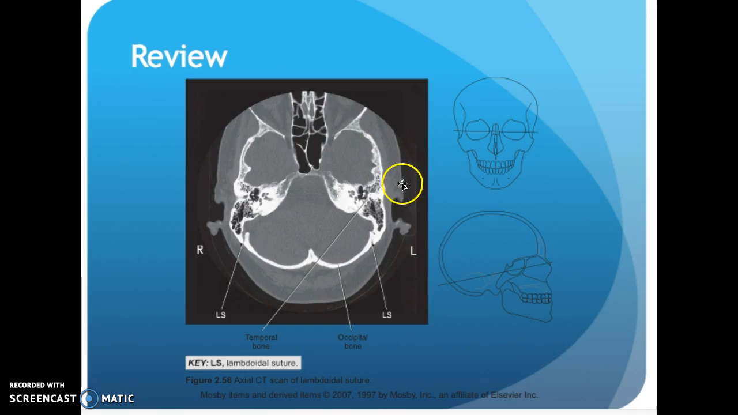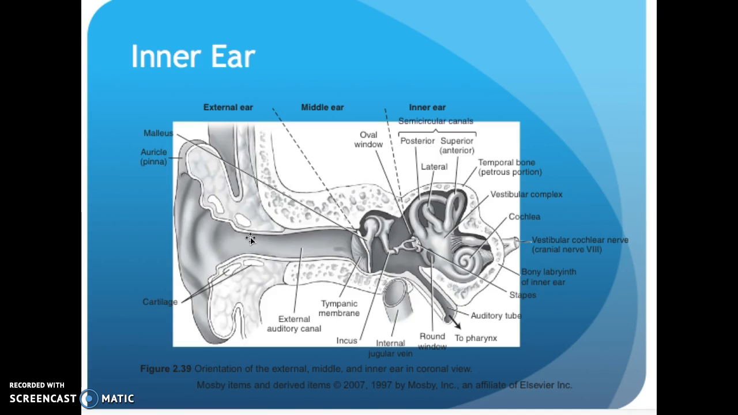Coming through, we have, of course, your temporal bone. If you call this your petrous pyramid or petrous ridge, I'm fine with that. And your lambdoidal suture is on either side. This is, of course, your inion. You can see how it's sticking in. Easy, easy. So the inner ear, this is not so easy.